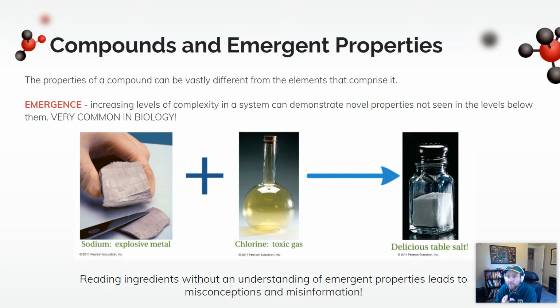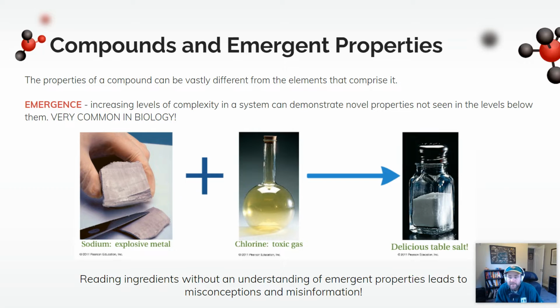So, emergence is really important in biology. And if you remember one thing from chemistry, remember emergent properties. What emergence says is that as you go from one level of complexity to a higher level of complexity, there are going to be some new properties that we didn't see before or couldn't have guessed would happen.